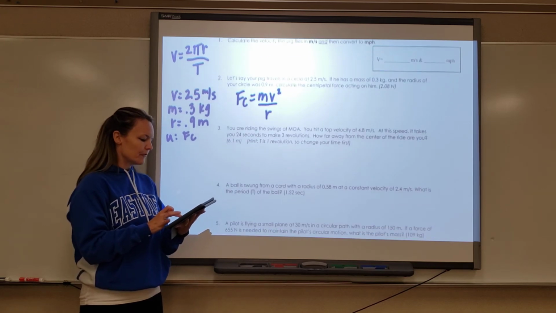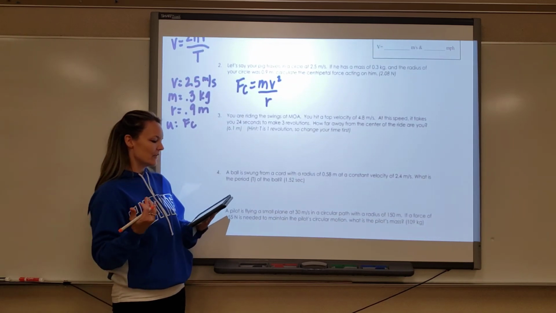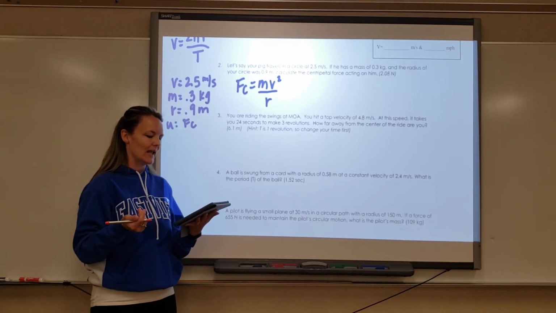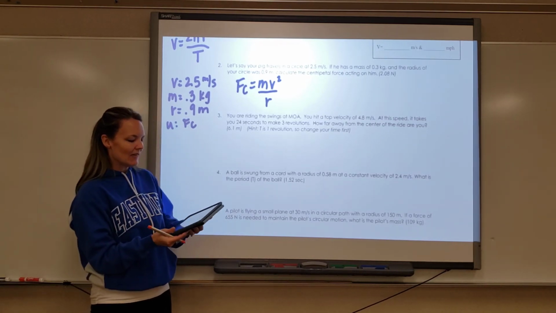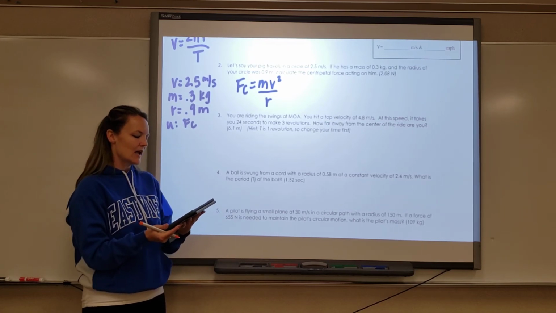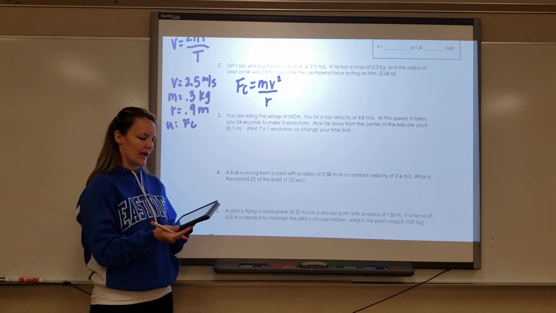For number 3, you're riding the swings at Mall of America. You hit a top velocity of 4.8 meters per second. At this speed, it takes you 24 seconds to make 3 revolutions. How far away from the center of the ride are you?